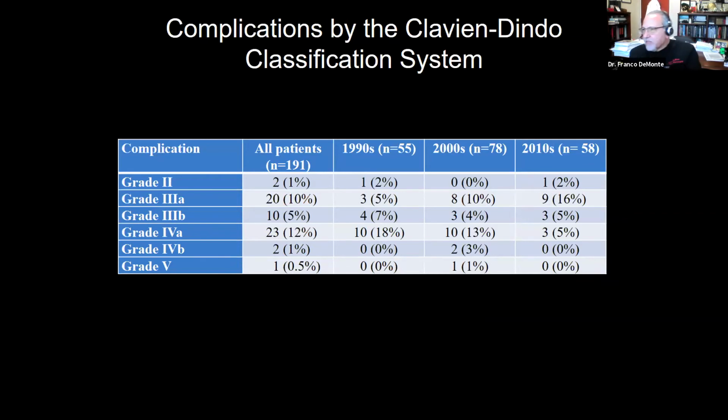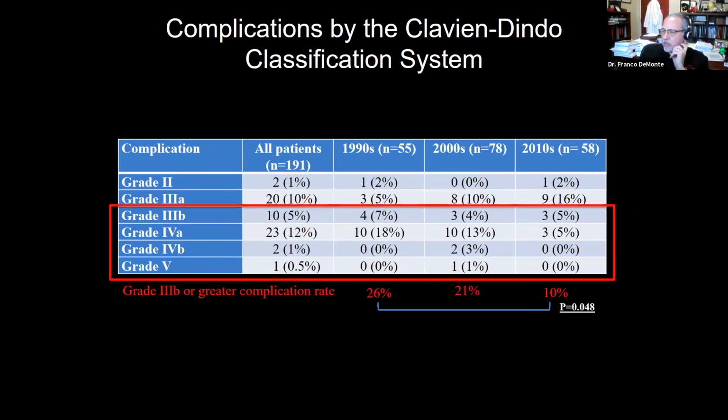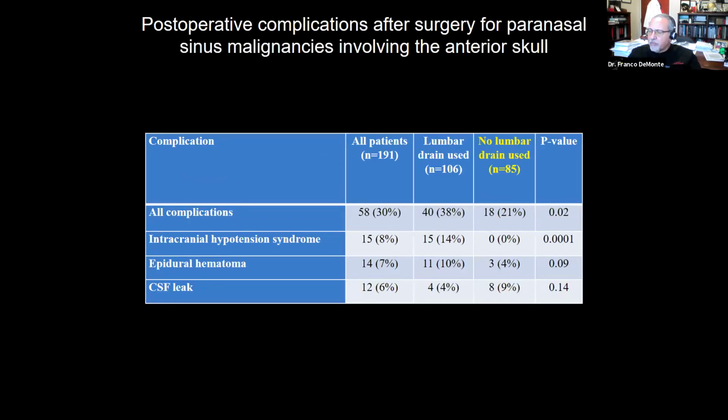Over the 3 different decades, these are our complications. And in general, what we've been happy to see is that from the first decade to the third decade, there's been a significant reduction in our morbidity associated with these procedures. And when we tried to look at that more carefully, what we identified is that all our complications were statistically less in those patients where we did not use lumbar spinal drainage. Specifically, the complication of intracranial hypotension was very significantly reduced in those patients. In fact, it was absent in the patients without a lumbar drain. So based on this data, early on in my practice, we actually stopped using lumbar spinal drains for these procedures.